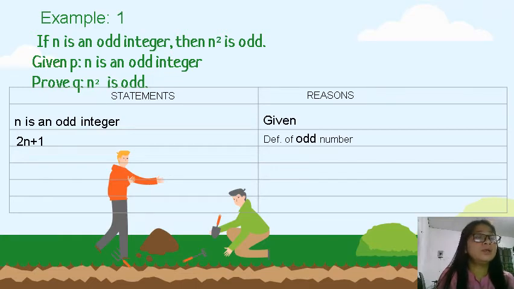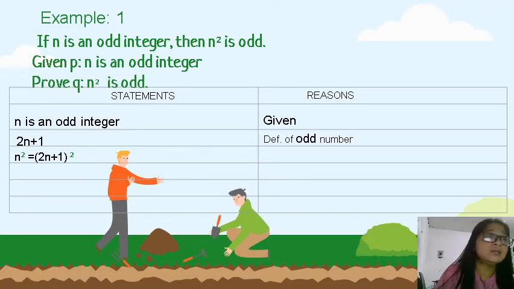So for example, 3. So 2 times 3 equals 6 plus 1 is 7. Another one, 5. So we have 2 times 5 is 10 plus 1 is equal to 11. So that is the definition of odd number. So we have n squared is equal to quantity 2n plus 1 squared. So ang ating quantity 2n plus 1 is ang ating odd number, and then ini-square po natin yung odd number natin.